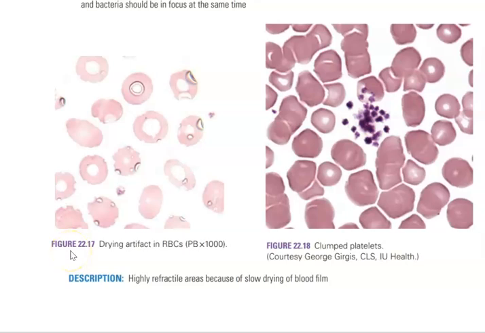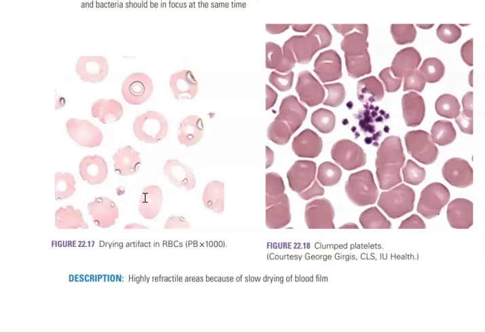Moving down to the bottom of 217, looking at figure 22.17, we're looking at a drying artifact on these red blood cells. These very refractile-looking bubbles on top of our red blood cells are a result of drying. And again, it's highly refractile, meaning that it is shiny when you focus up and down on the blood cells.